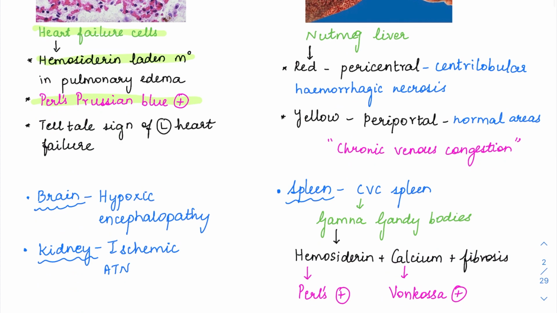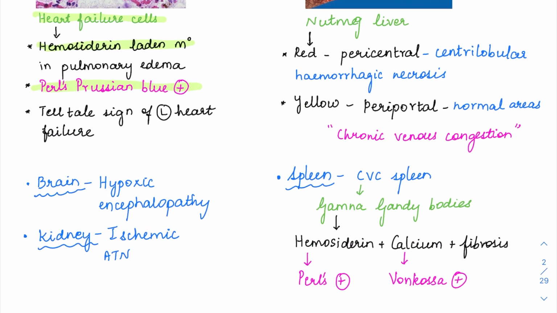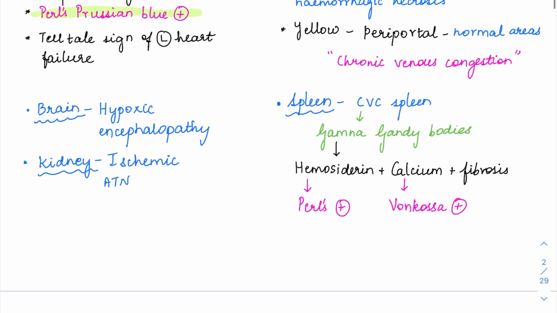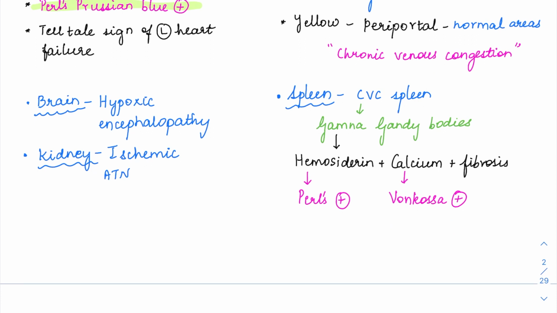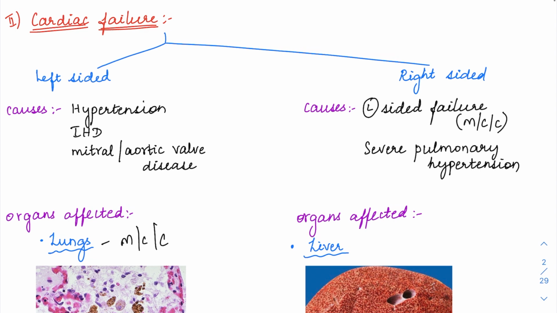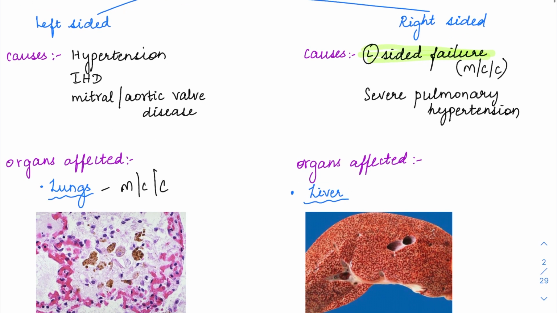And in the brain, there will be ischemic hypoxic encephalopathy. So hypoxic encephalopathy will be the feature we see in left heart failure in the brain. In a kidney, there will be acute tubular necrosis resulting from the ischemia, and that type of acute tubular necrosis is called ischemic acute tubular necrosis. So moving on to right-sided heart failure, here the causes will be different. The most important cause of right-sided heart failure will be left-sided heart failure. Apart from that, we can also have severe pulmonary hypertension, which is also called cor pulmonale.